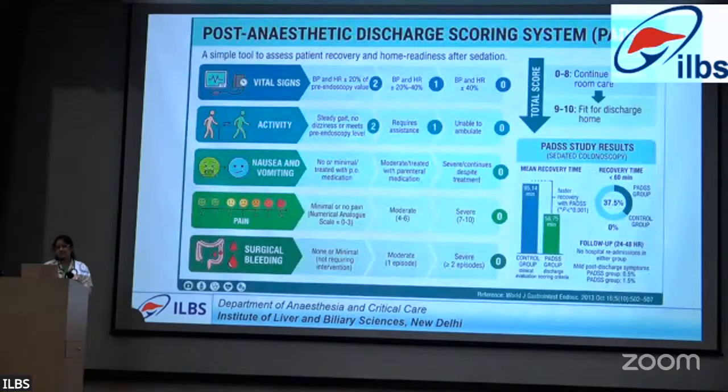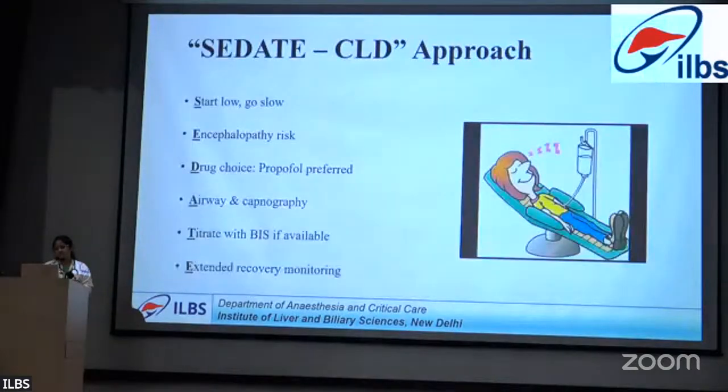And the last one is the post-anesthesia discharge scoring system, which is used to discharge the patient from the endoscopic suite to the ward or to home, which includes the vital signs, activity, nausea, vomiting, pain, and surgical bleeding. Also, a study was done in colonoscopy patients, which found that using this score, patients could be discharged earlier than the control group to the wards.